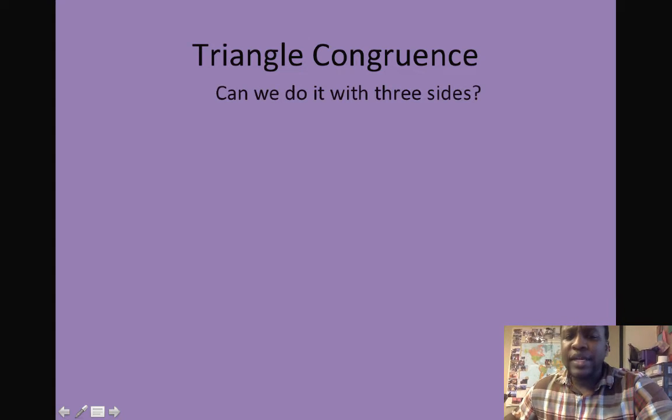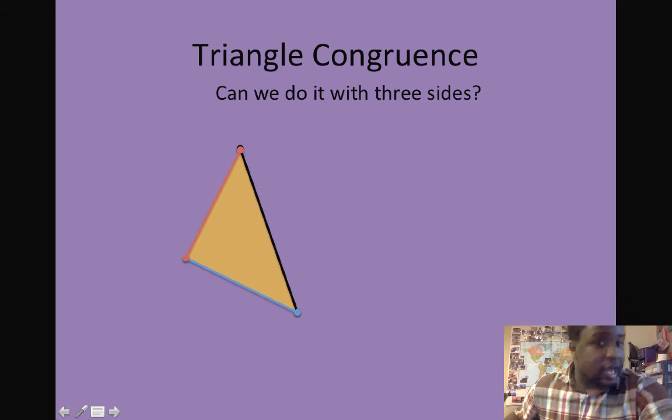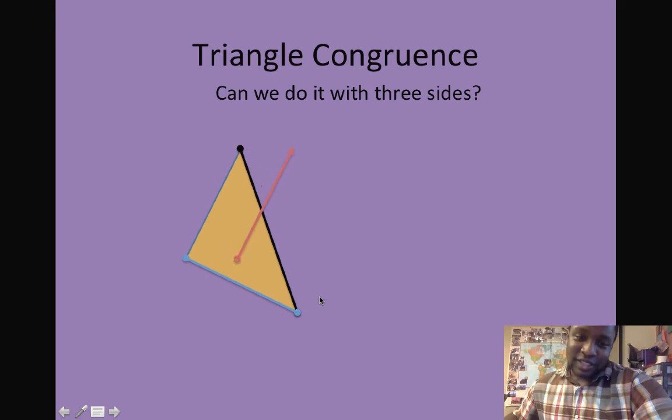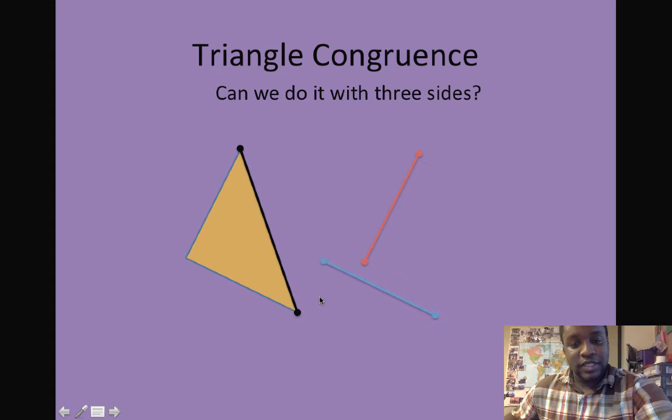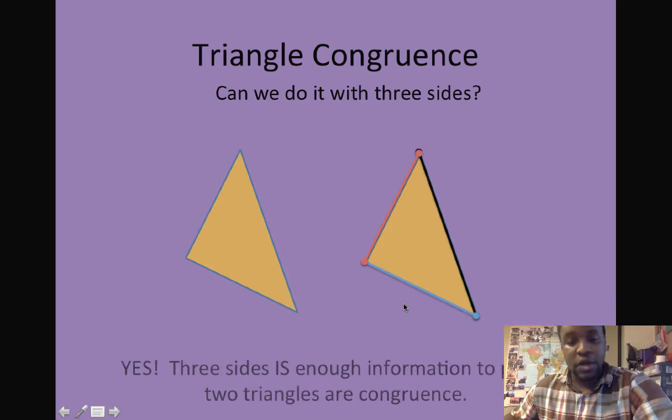Okay, what about 3 sides? If we have 3 sides, most likely when you did the activity in 4.3, you found out that 3 sides is good. We have 3 sides, we bring it over. 1, 2, and 3. Okay, so we have a congruent triangle. And there's no other way that we can manipulate these sides to have a non-congruent triangle. So yes, 3 sides is enough information to prove the 2 triangles are congruent.